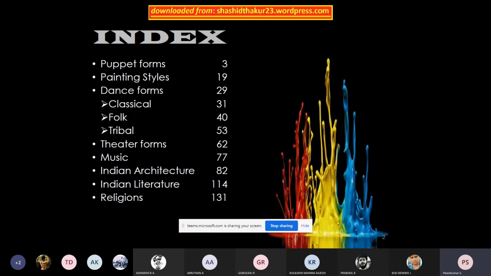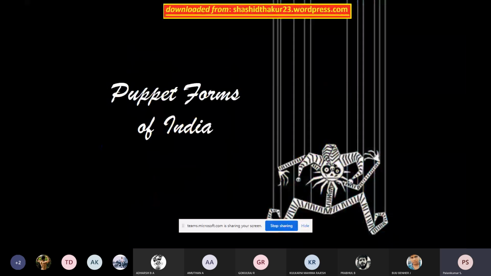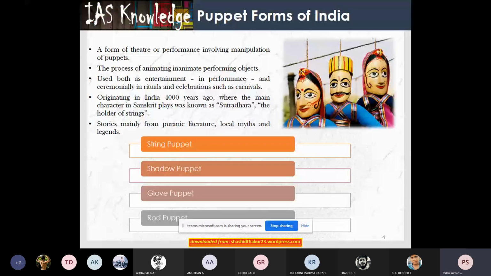So as of now, we are going to see theater forms and music. What is our tradition? See, it is like a puppet form. This is a form of theater or performance that involves the manipulation of puppets, especially the process of animating inanimate performing objects. Here it is called a puppet. It is string puppet, shadow puppet, glove puppet, rod puppet.